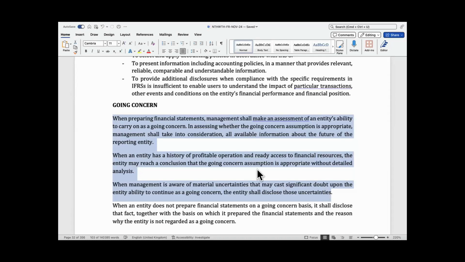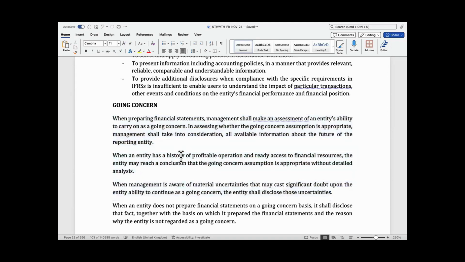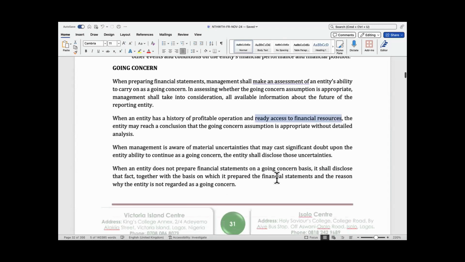So that's why we say that any company that has a history of profitable operation and ready access to financial resources, that entity can conclude that its going concern assumption is appropriate. So in every financial statement, you must make a comment on your going concern assumption. Is it appropriate or not? Let us know. What's the basis of your judgment? However, if you look at your environment, things are not, there are material uncertainties.